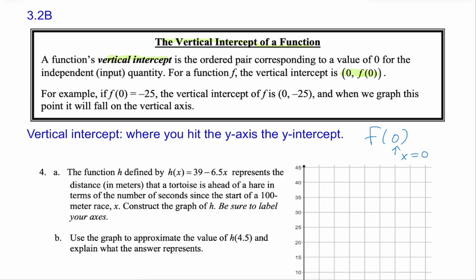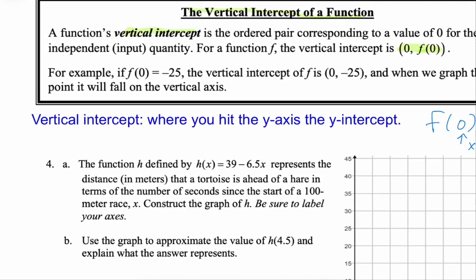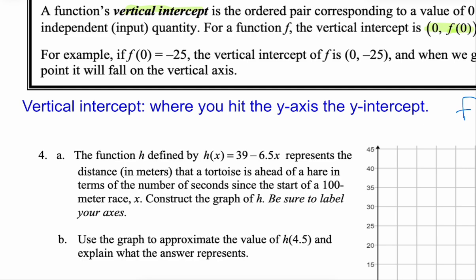It says a function h of x is defined by 39 minus 6.5x. It's representing the distance in meters that a tortoise is ahead of a hare in terms of the number of seconds since the start of a 100-meter race. So let's look at something for a moment here. Always write down what things stand for. So our x is the number of seconds. Our h of x is the meters that the tortoise is ahead.